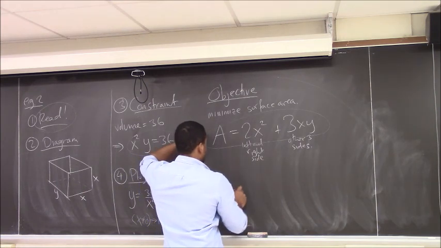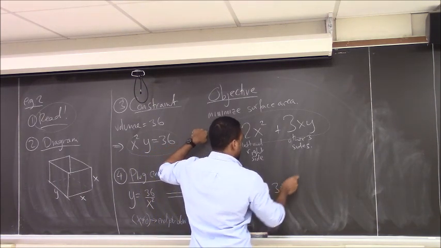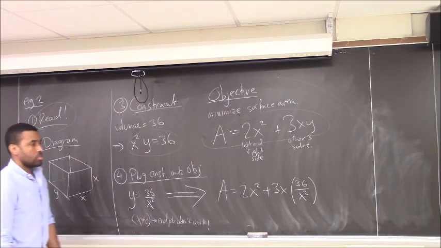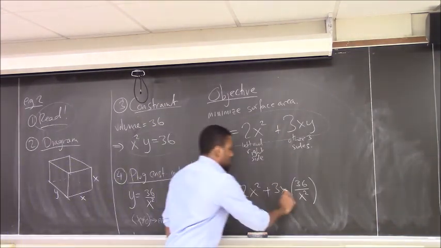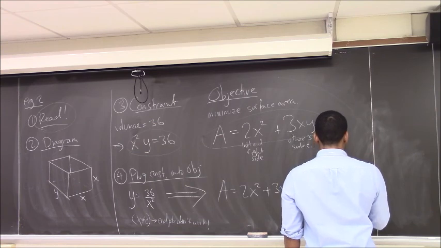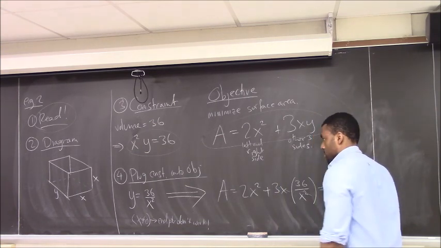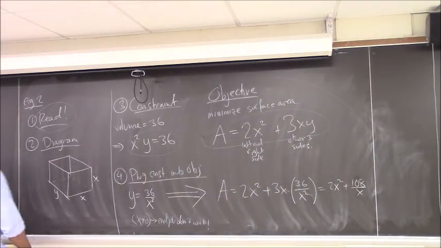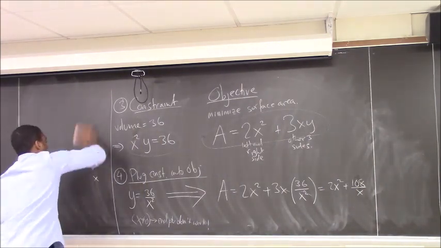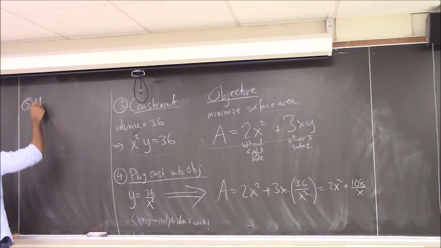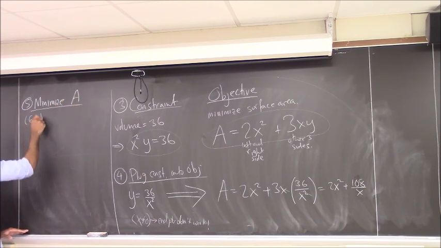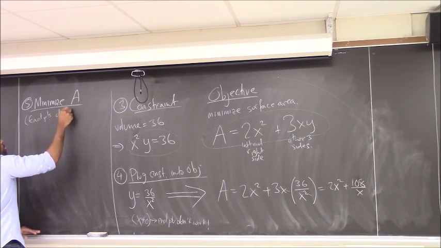So now I would have A equals 2x squared plus 3x times the y. We can simplify that a little bit. This plus that. So that's 2x squared plus 108 over x. So that's my new objective. That's the guy we can minimize. Brings us to step 5. Want to minimize A. Notice here, again, endpoints don't work, so I don't have to check the endpoints.